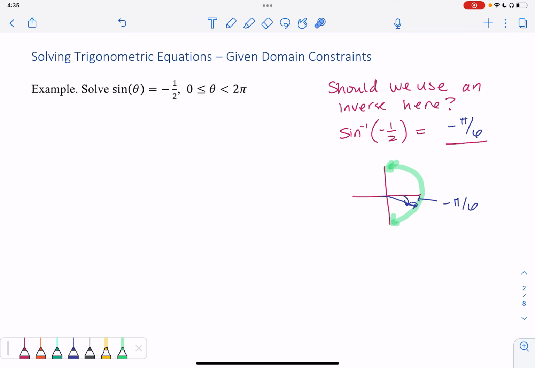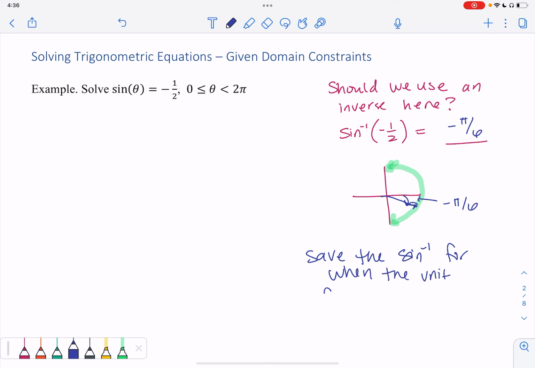So what we're going to do is put our sine inverse on ice, or on hold over here, and just use it when we can't use the unit circle. So we're going to save inverses for when the unit circle can't help us, okay? All right, so I'll just write that. I'll say save this inverse sine for when the unit circle can't help us, because that's going to be our first pick. So how would we do that?